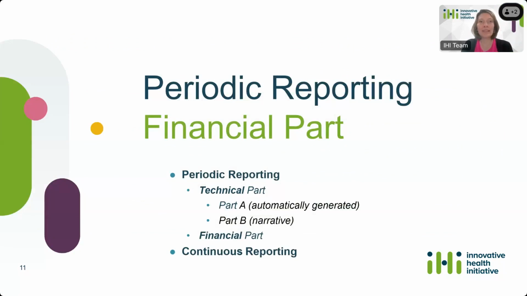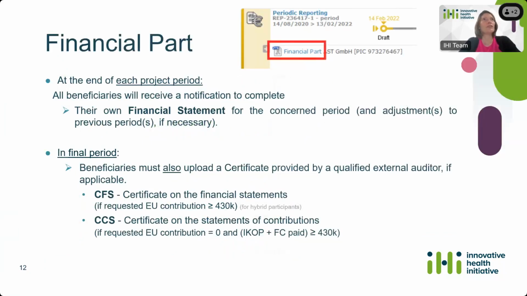So now I will start explaining the financial part of that periodic reporting, and then my colleague Calliope will go through the technical part and the continuous reporting. So for the financial part, at the end of each project period, the beneficiaries will receive, as I said, this notification from the portal, and they will be requested to complete their own financial statement for the concerned period, and also any adjustments if necessary. Of course, for the first period, there are no adjustments, so it's only relevant from period 2 on.